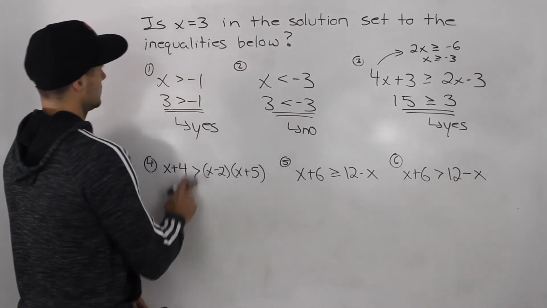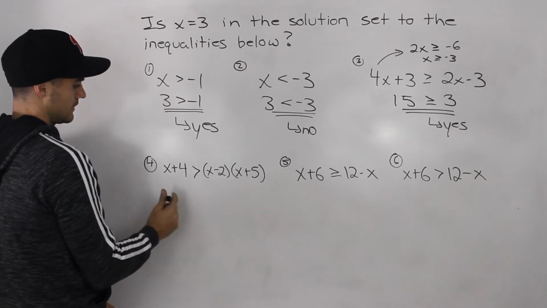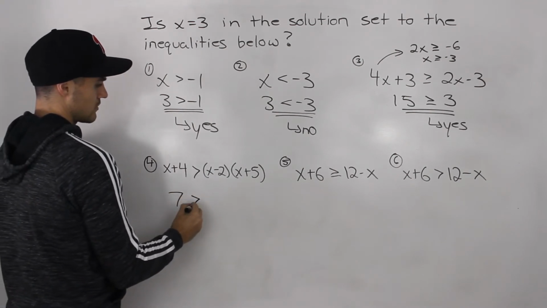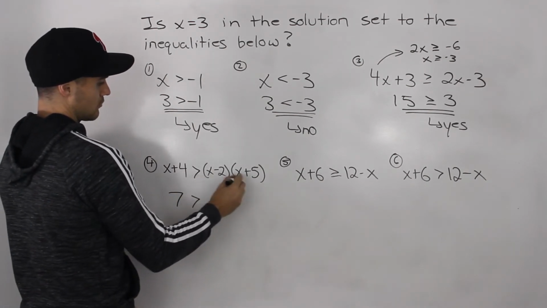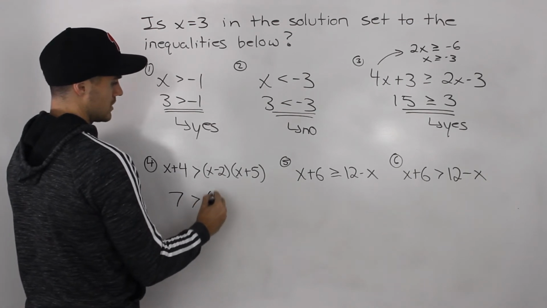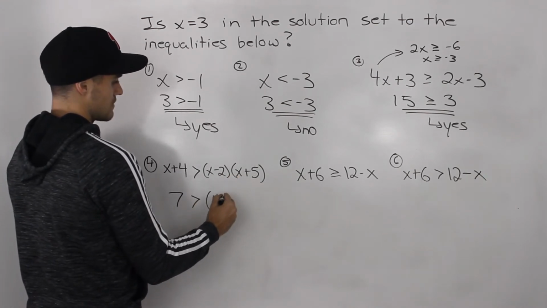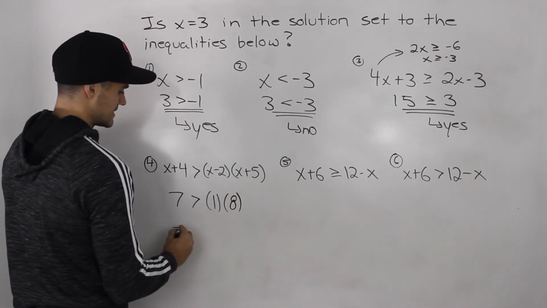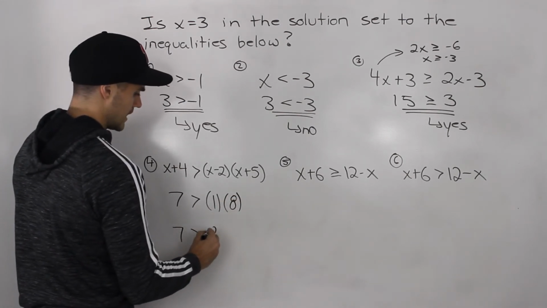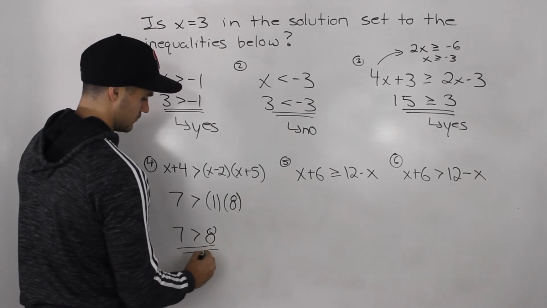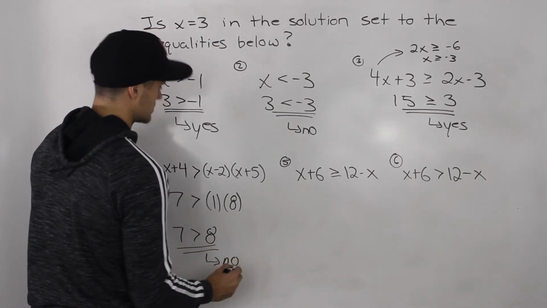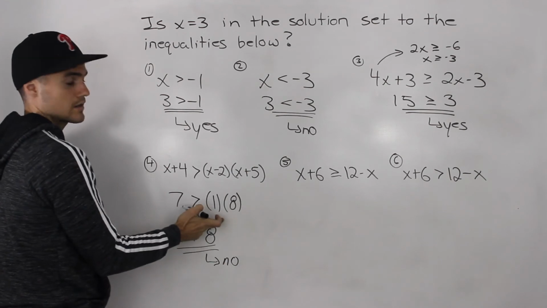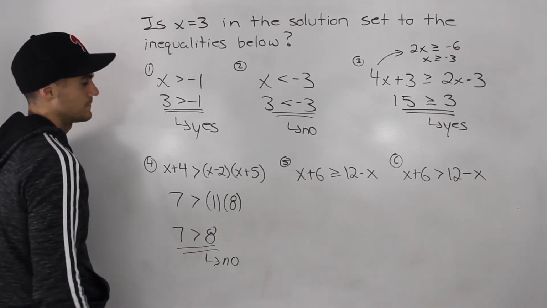Moving on to this one, plugging in 3 here, on the left side we get 7 greater than, and then plugging in 3 here, 3 minus 2 is 1, 3 plus 5 is 8. Is 7 greater than 8? No. That doesn't make sense. So x equals 3 is not in the solution set for this one.